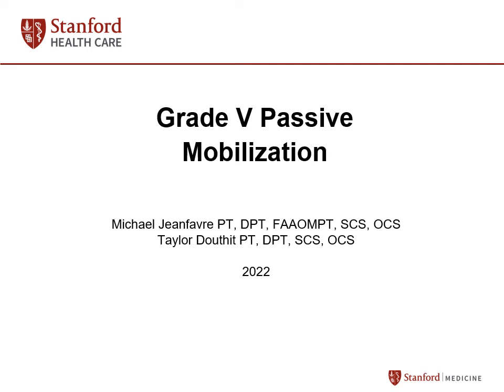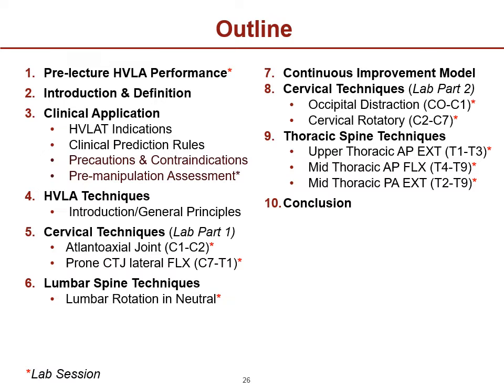All right, so this is part 2 of this much larger lecture for grade 5 passive joint mobilizations of the spine. Okay, next we're going to go into the precautions and contraindications, as well as the pre-manipulative assessment associated with each of the different spinal regions.